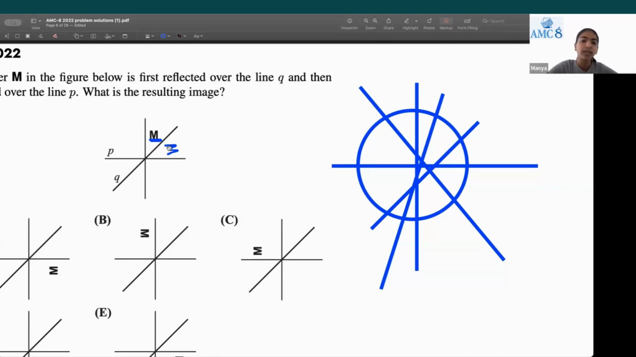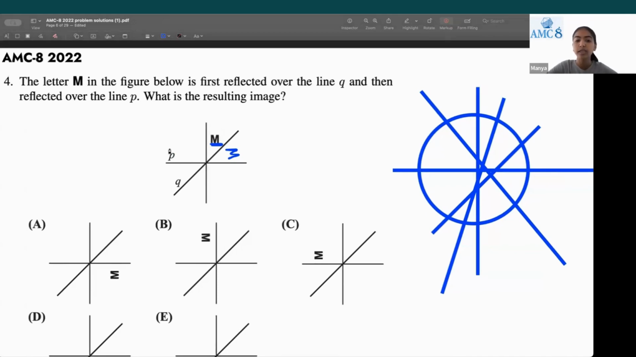Now we know that after that it reflects over line P. If it reflects over line P, this is how it should be looking right now. You can also draw this on a piece of paper and try it on your own, just as an experiment. If it reflects over line P, then it should be looking something like this. Then this would go over here, and it would be looking something like this.